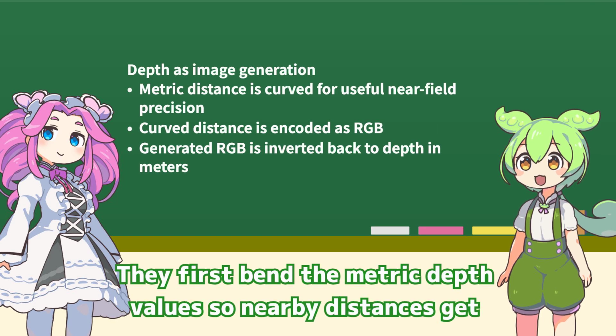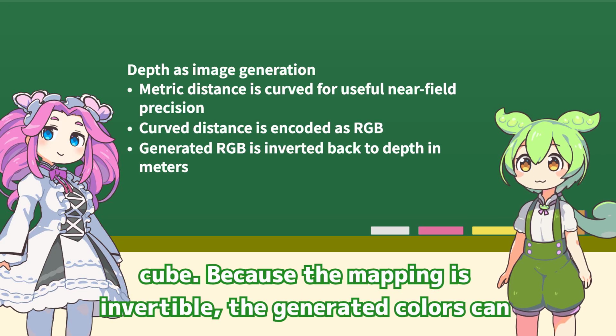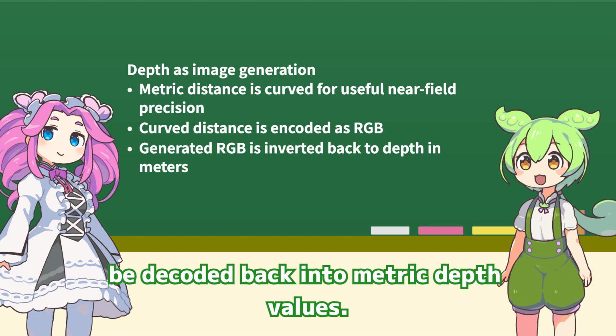How do they turn depth, which is a real distance, into an RGB image? They first bend the metric depth values so nearby distances get useful resolution, then map the bent value along the edges of the RGB cube. Because the mapping is invertible, the generated colors can be decoded back into metric depth values.